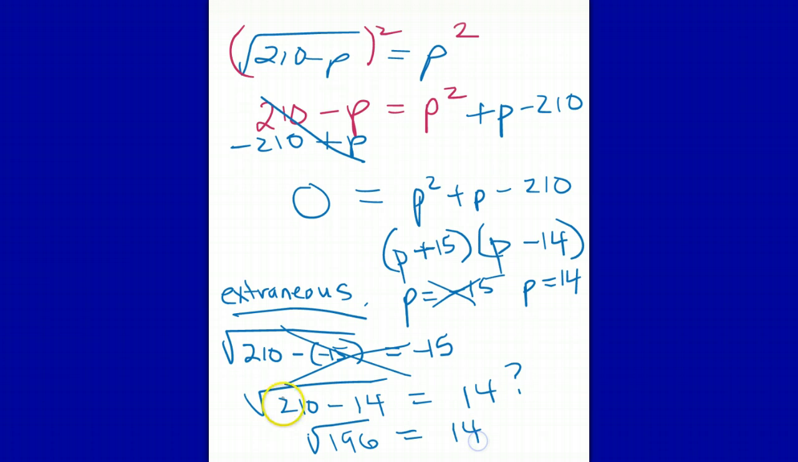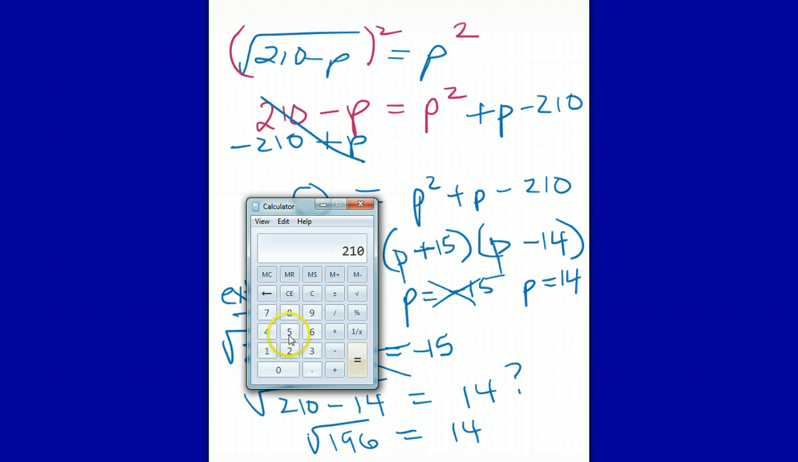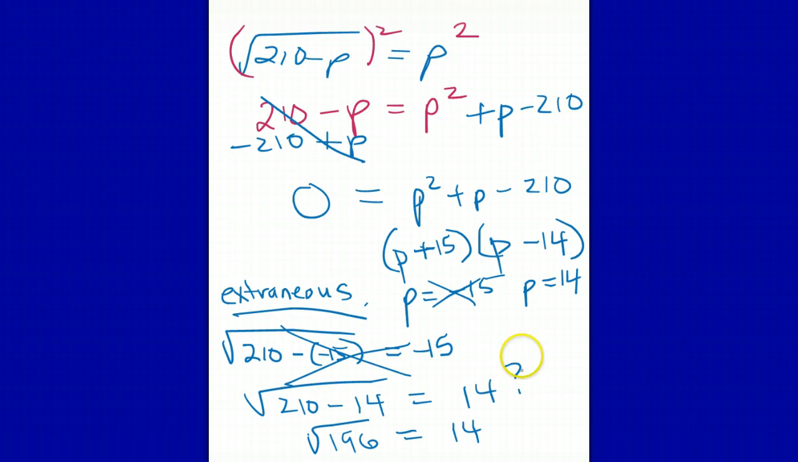And if I type that in my calculator, let me bring my calculator in here so you can see what I'm doing. Do I have square root on here? Yeah, I do. The square root of 196. Oops, I guess I have to do it this way. And that's 14, which is what I'm supposed to get. So this is a good one. Now be careful, because sometimes you get answers where you don't get any at all. Let's do another one.